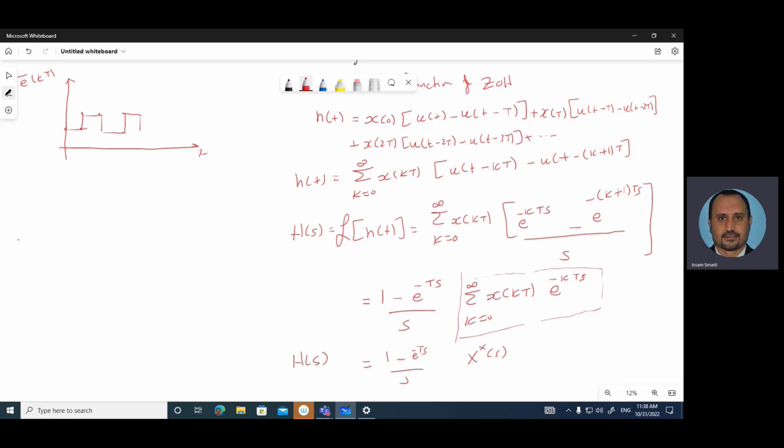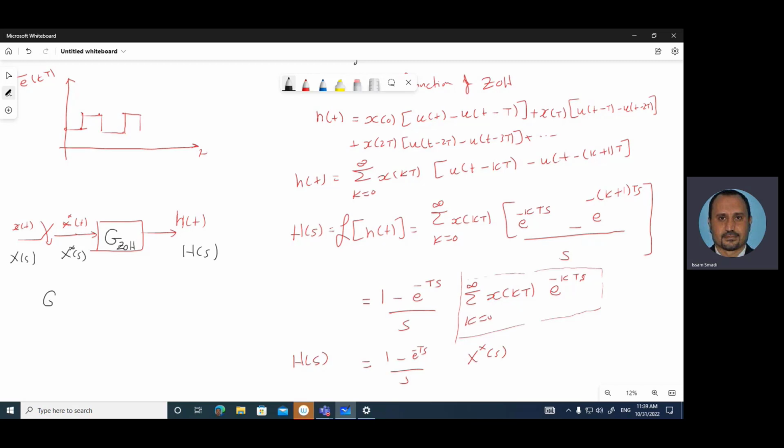The meaning, if this is a sample, this is x of t, this will be x star of t, and I will write it first. Now here I'm having the whole circuit, and this will be what? The signal, huh? This will be the h of t. In terms of s, this will be x of s, this will be the x star of s, this will be the transfer function of the zero order hold, and this will be H of s.